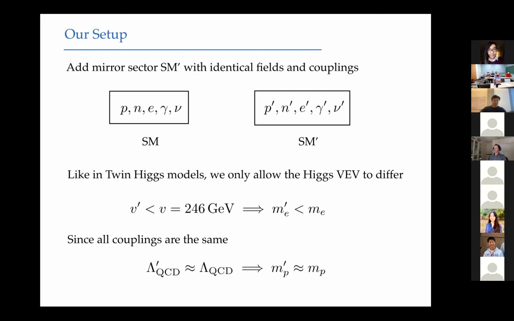But since all the couplings are the same, and that means that the strong coupling constant is the same, and all the same UV boundary conditions apply in the hidden sector, that means that lambda QCD, the scale of hadronization, is going to be the same in both, up to very small logarithmic corrections that will depend on the VEV ratio. And so what's funny is that we'll have different electron masses, but we'll have by and large the same proton mass. And this will be important later on.